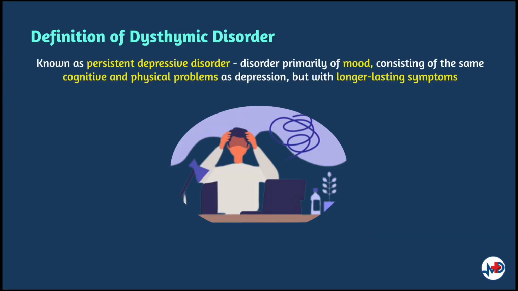Dysthymia, also known as persistent depressive disorder, is a mental and behavioral disorder, specifically a disorder primarily of mood, consisting of the same cognitive and physical problems as depression, but with longer lasting symptoms. Persistent depressive disorder is a depressive mood disorder characterized by a chronic course and an early and insidious onset, which could occur before the age of 21 or in childhood, when it's associated with higher risk for comorbid personality disorders and substance use disorders.